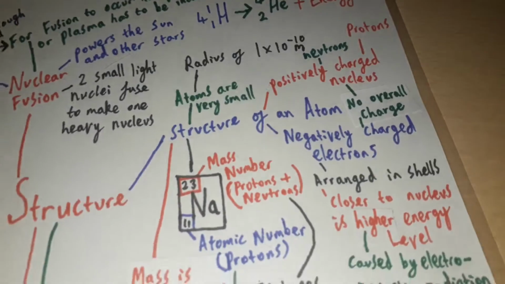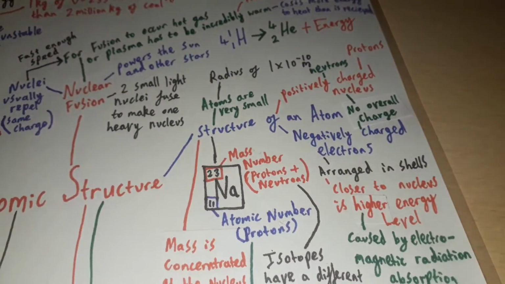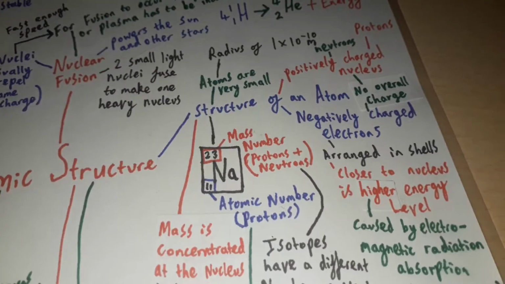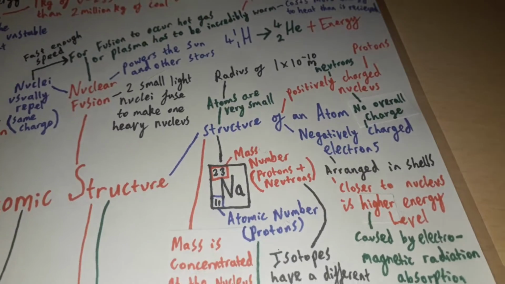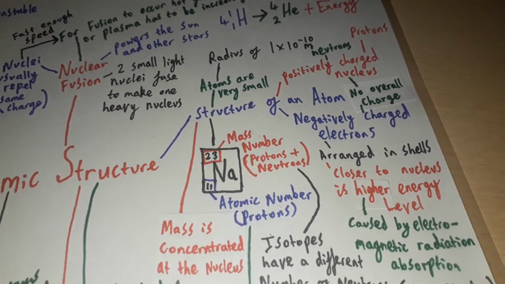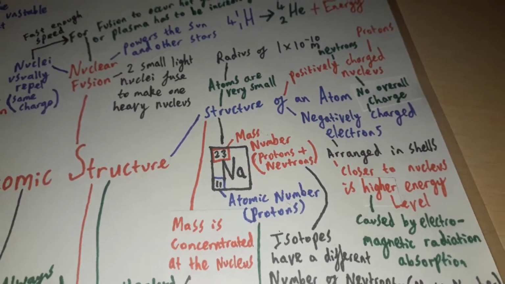So next let's look at an example. So this is Na, sodium. Its mass number is 23 because that's the proton number plus the neutrons. And its atomic number is 11, which is just the protons.